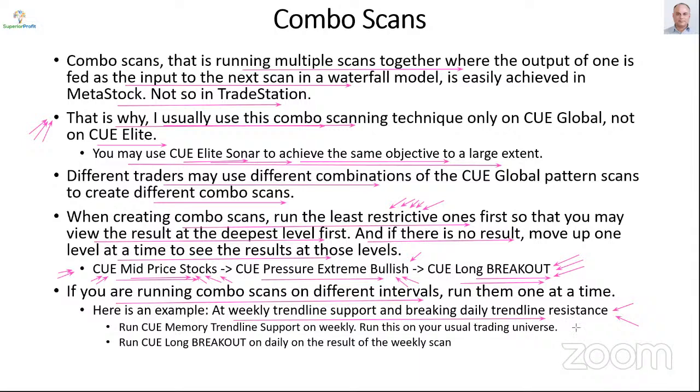Very robust trade setups. Because they have different intervals, run memory trendline support on weekly first. Run this on your usual trading universe. We already created the trading universe using scans. We saved them and run this weekly trendline support scan. After that, run the long breakout on daily on the result of the weekly scan. So if we are running combos on different intervals, we run them one at a time, not using the waterfall model.